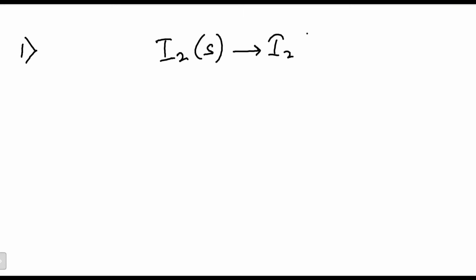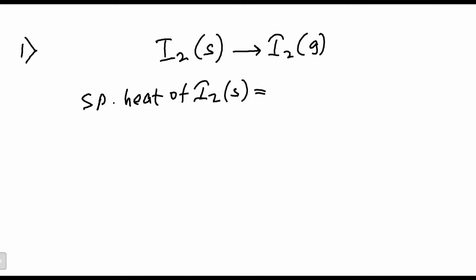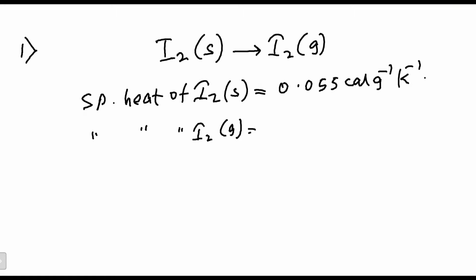Specific heat of I2 solid is given as 0.055 calorie gram inverse Kelvin inverse. Similarly, specific heat of I2 gas is given as 0.031 calorie per gram per Kelvin. Next, the enthalpy of sublimation of iodine, delta H1, is given as 24 calorie per gram.